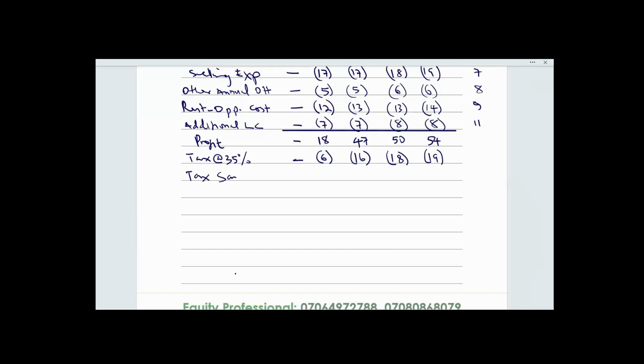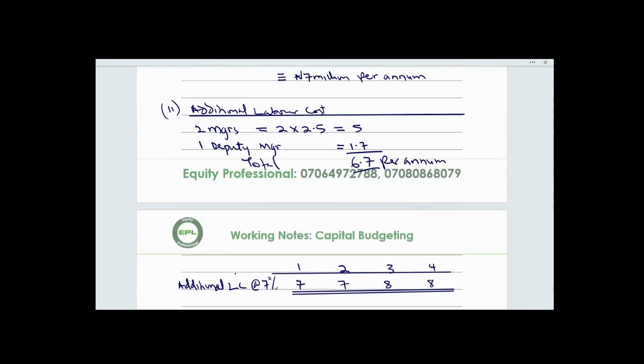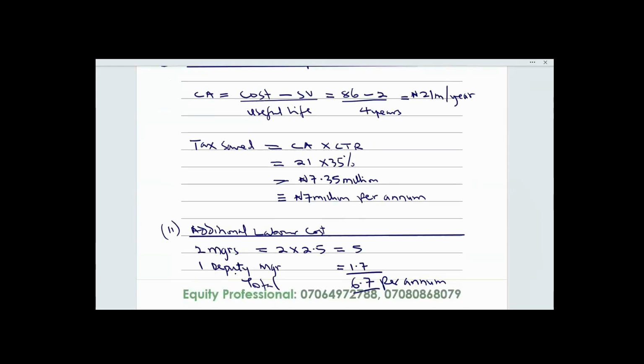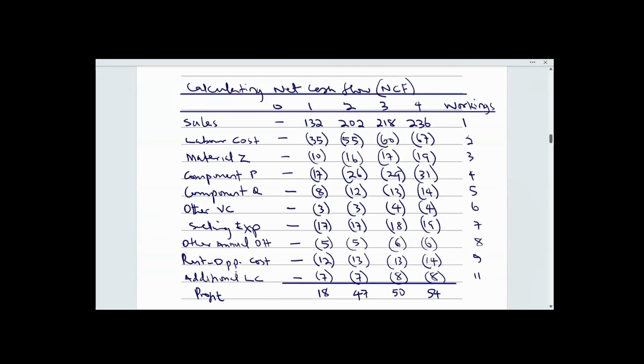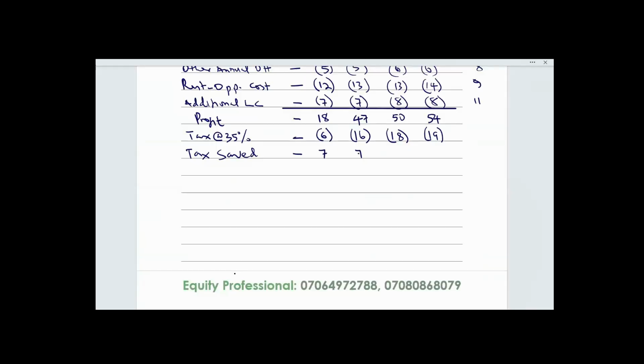You claim tax saved on the capital allowance. We have calculated tax saved on capital allowance. That's working number 10 to be 7 million naira per annum. So this will reduce the tax liability. After tax saved, you have scrap value. Examiner call it salvage value, which is 2 million naira for the last year.